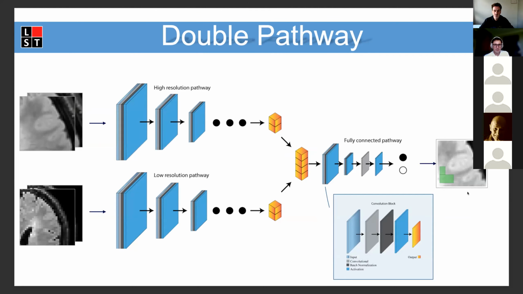So the two inputs, hence the name double pathway, of 2 time points images, are fed into the neural network. Their feature maps are generated by passing through the convolutional blocks. Convolution blocks are usually assembled as a convolutional, batch normalization and activation layer, and both pathways' features are concatenated at the end. Joint features are then propagated through the fully connected pathway, which provides us with voxel classification as an output.